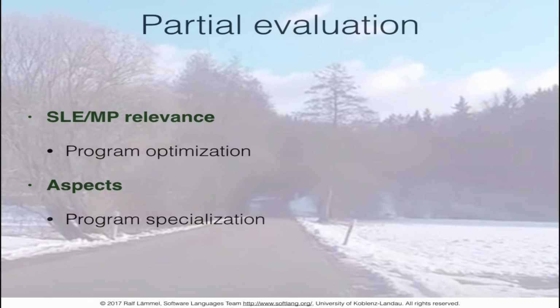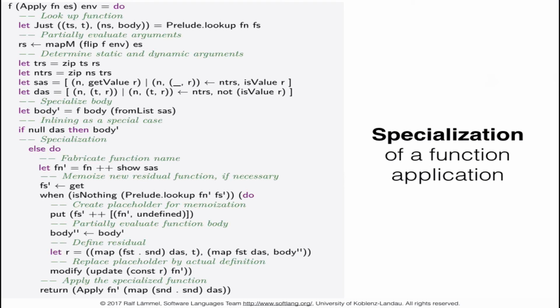Partial evaluation, the final topic here. It's a technique for program optimization. It's essentially semantics based. I'm going to just very briefly show how it helps in specializing programs. Here's the equation for specializing function applications.